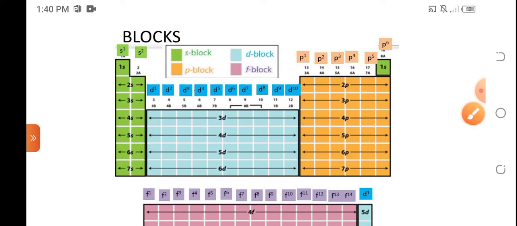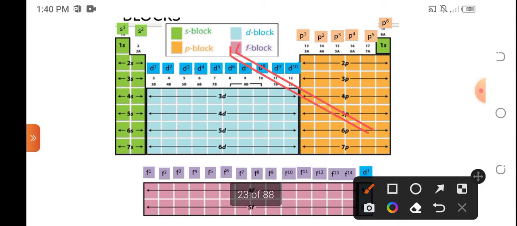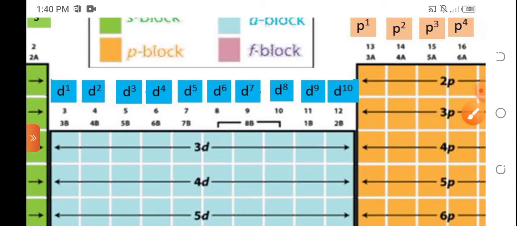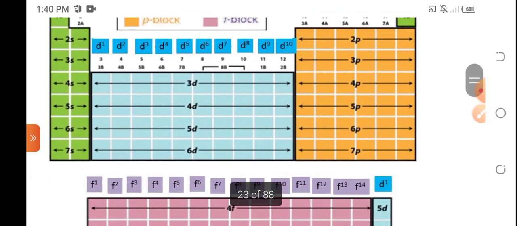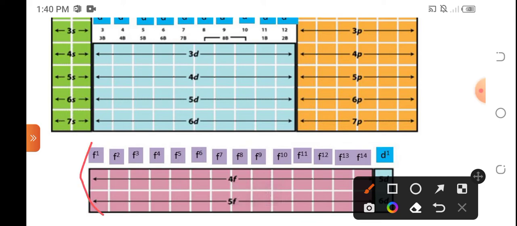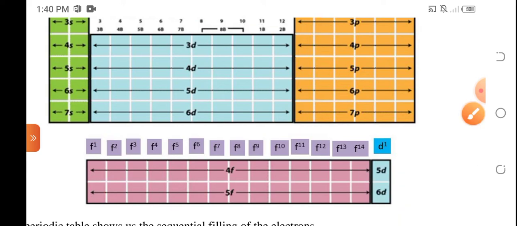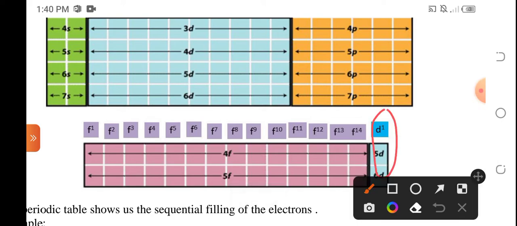Okay, and then for the F block, it is 14, because 14 is for F. So where is that 14? Here at the bottom. Okay, so F1, F2, F1 to F14. But this lanthanide and actinide series is 15. So the very last one is D1. Okay, so it's like it is here.